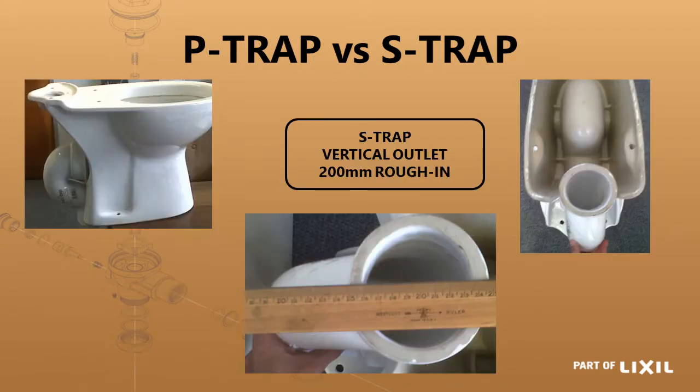If you look at an S-trap, we do not supply any S-trap pan in our factory. What we do have, though, is that we can convert a P-trap to an S-trap. This particular one over here is the Tuscany pan, and we can use a ceramic trap, which then converts the horizontal outlet to a vertical outlet.